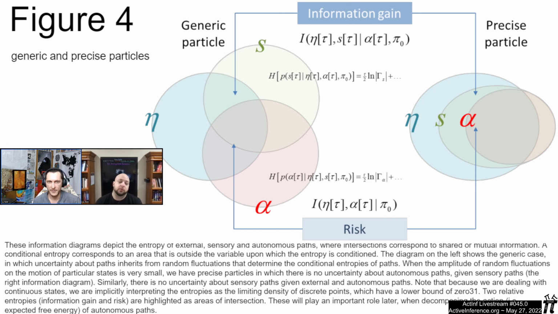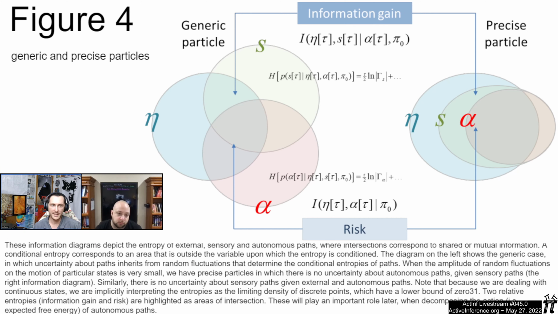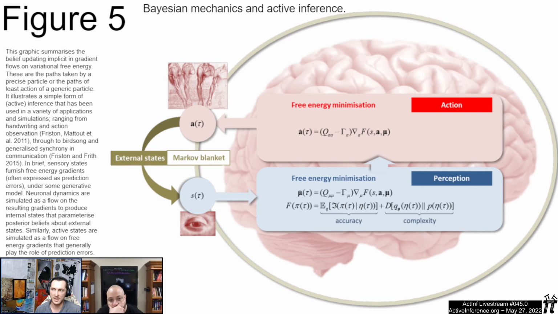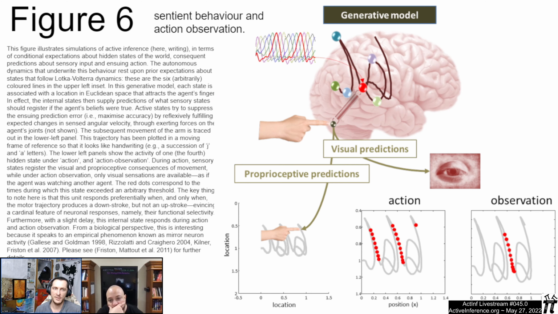So, figure 4 has to do with information gain and sharing with generic and precise particles. Do you want to add anything? Otherwise, we'll just take one look at each of 4, 5, and 6. Okay. Figure 5, Bayesian mechanics and graphic summarizes belief updating implicit ingredient flows on variational free energy. And 6, sentient behavior and action observation. So this is like somebody involved in pointing or tracing or handwriting, and also looking visually.